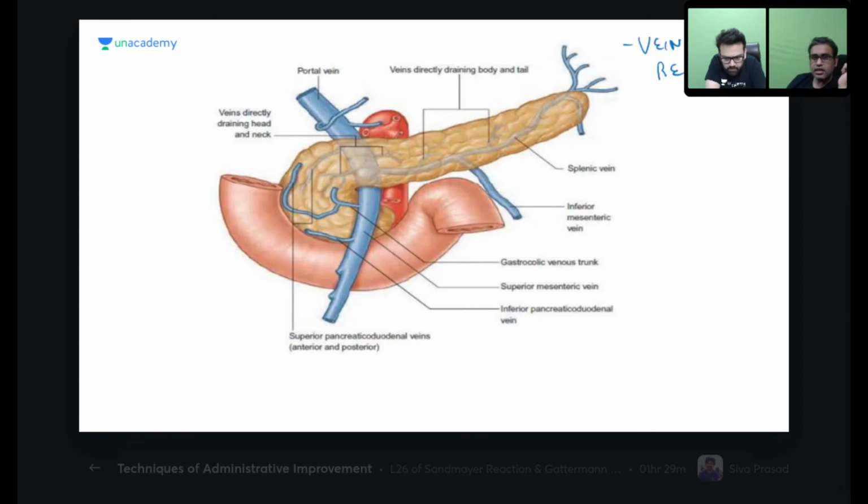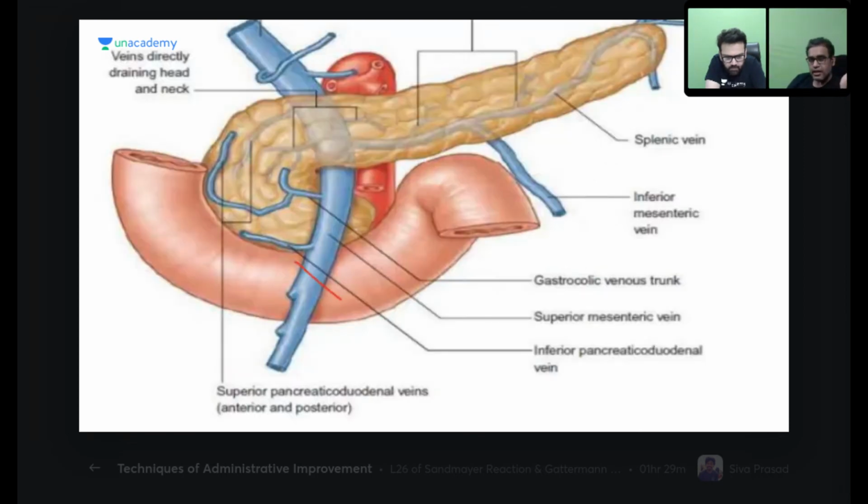The next slide, if you see the venous drainage, then here is your venous drainage. Just look at this big vein which is going. This big vein is our superior mesenteric vein. And you can see that faint vein from the tail is coming, that is the splenic vein.